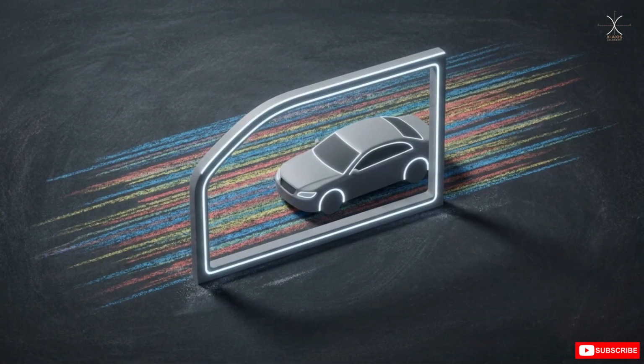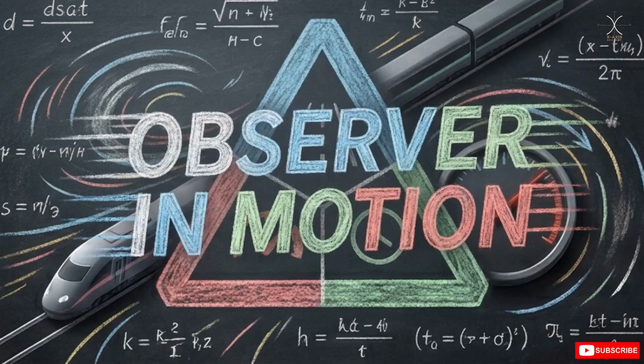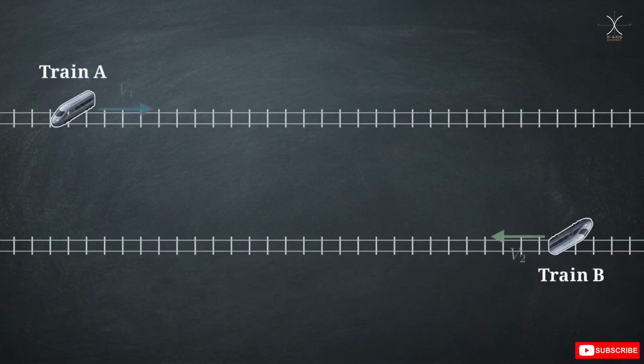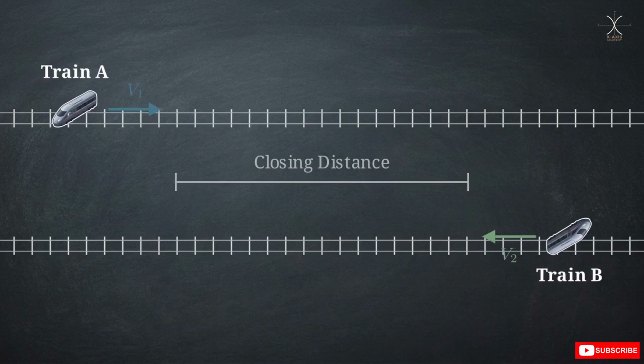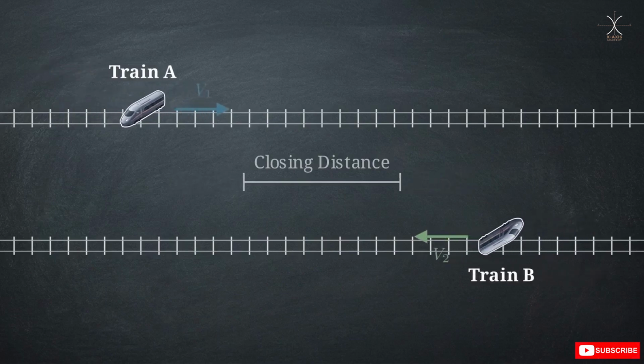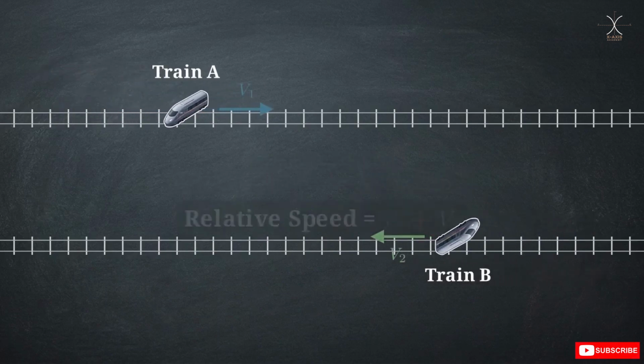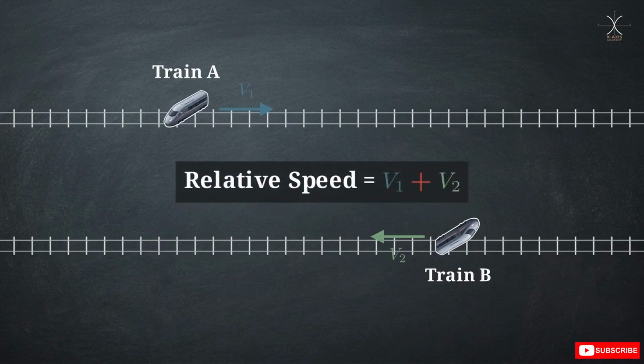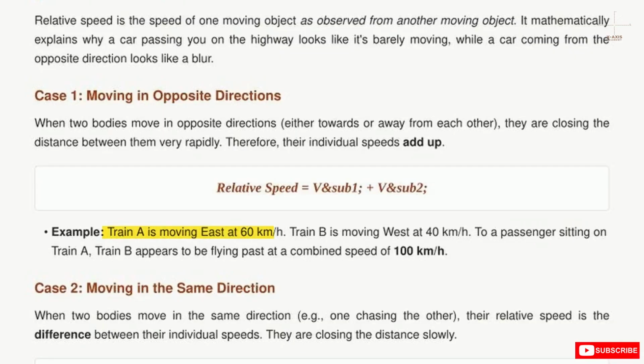So far, we've measured speed from a stationary viewpoint, but the math changes when you are observing motion from an object that is also moving. This introduces the concept of relative speed. When two bodies move in opposite directions, either towards or away from each other, they close the physical distance between them very rapidly. To find their relative speed, you add their individual speeds together. In case 1, if train A moves east at 60 kilometers per hour and train B moves west at 40, their speeds combine. To a passenger on train A, train B flies past at 100 kilometers per hour.